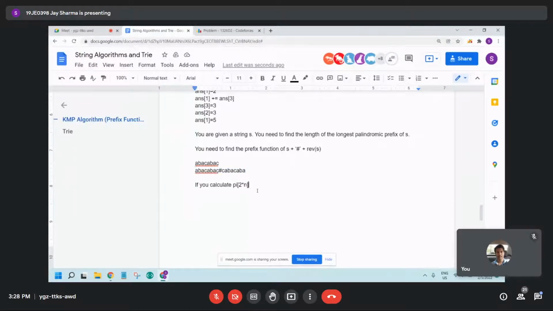So if you calculate pi of 2 into n, then this will actually be the length of the longest palindromic prefix of s. Now why is it happening like that?